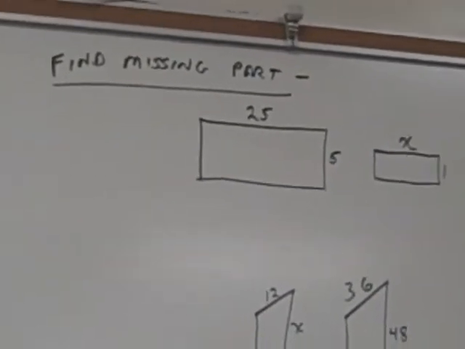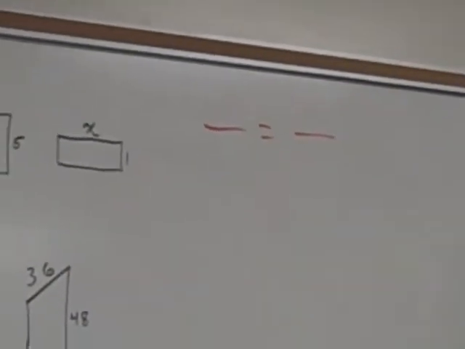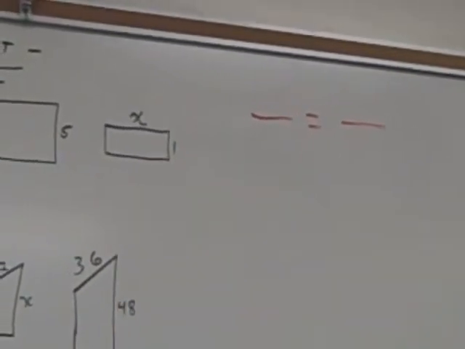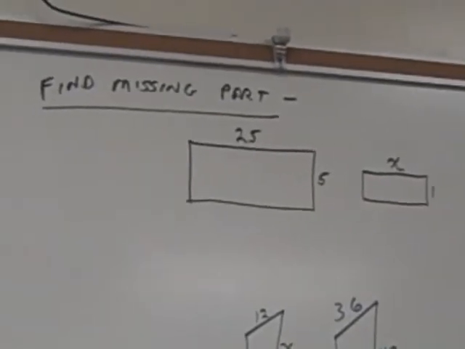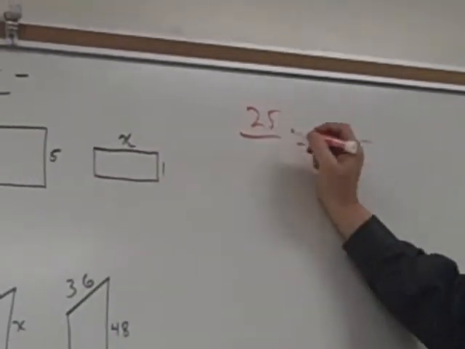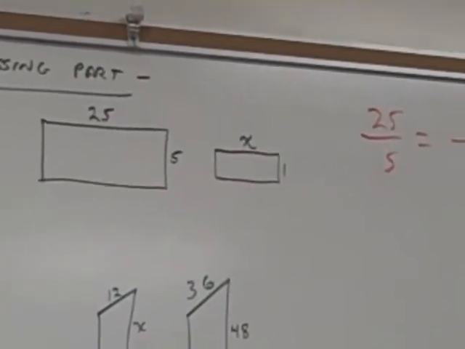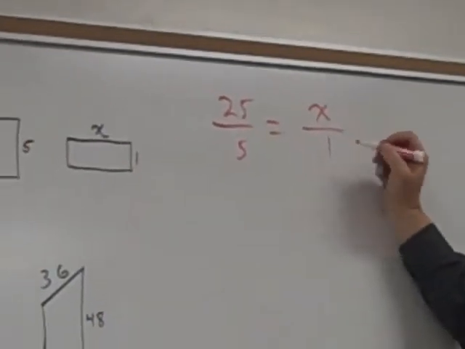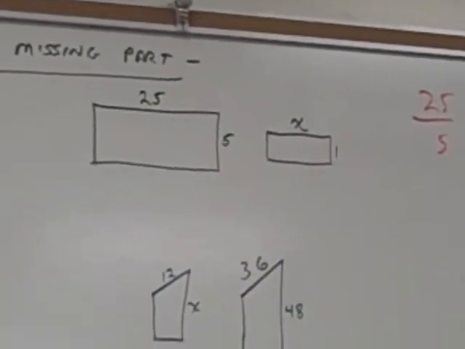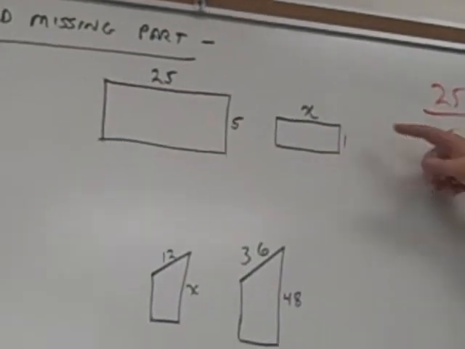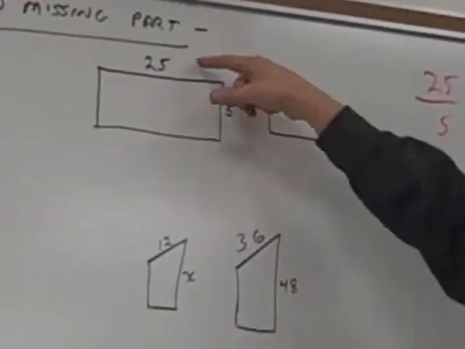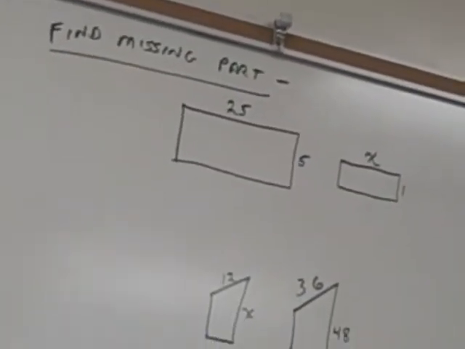So I just come over here and do fraction equals fraction. Let's make us a fraction. Christy, what do you think? 25 over 5, and x over 1. Why did the x go on top? Because the x is the same corresponding side as the 25, so it's got to go in the same position.